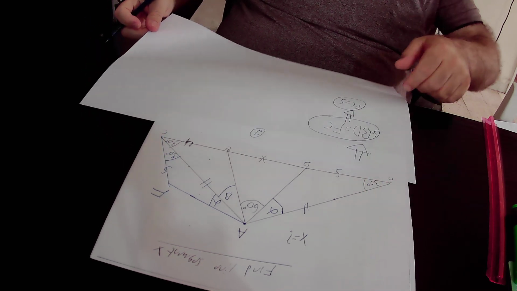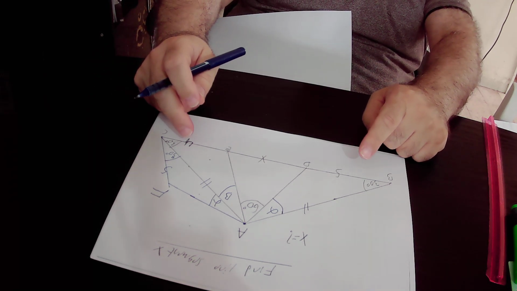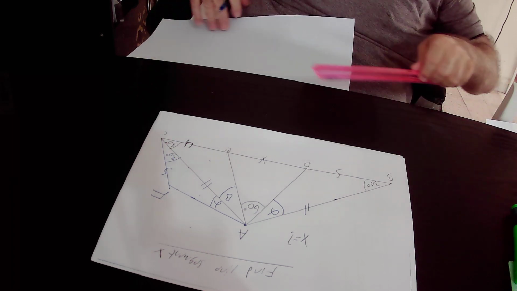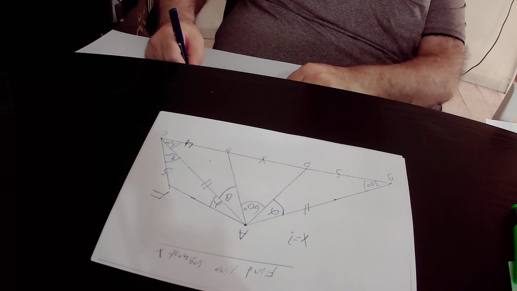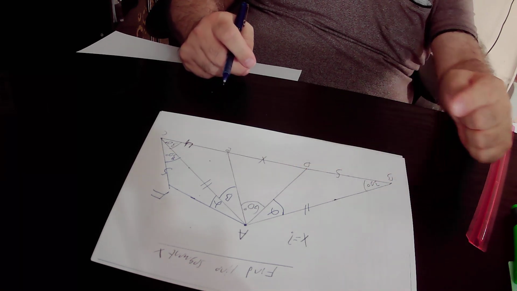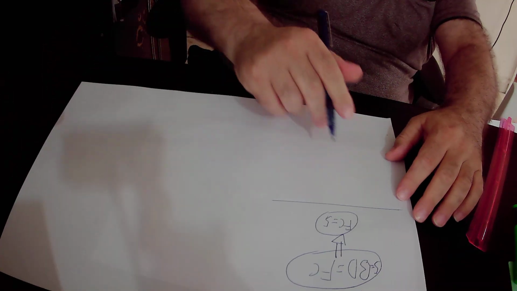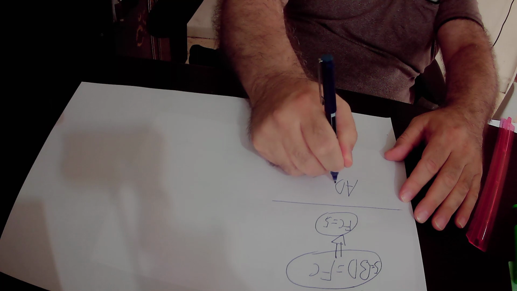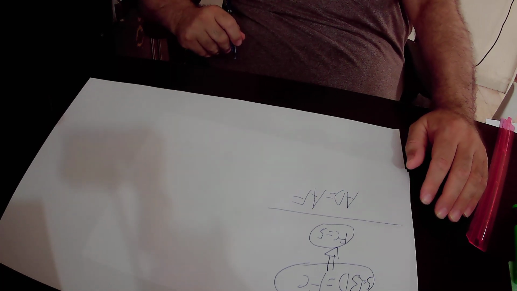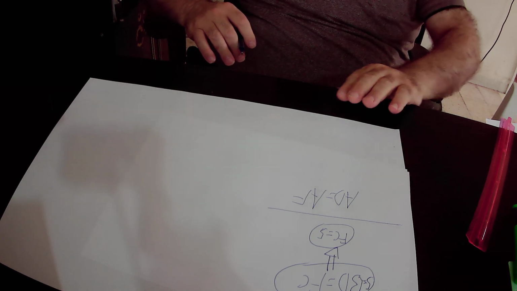And the second thing that we will conclude from the fact that those two triangles can go into each other is that side AD equals side AF. AD equals AF. Okay? According to the same rule that corresponding sides in congruent triangles are equal to each other.